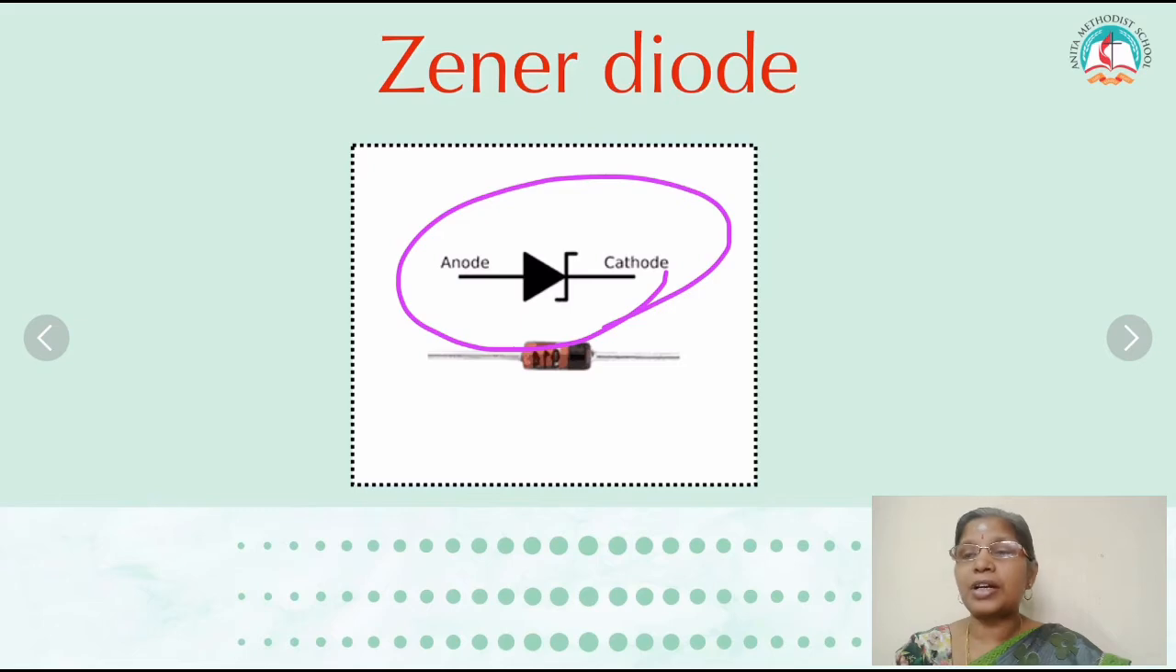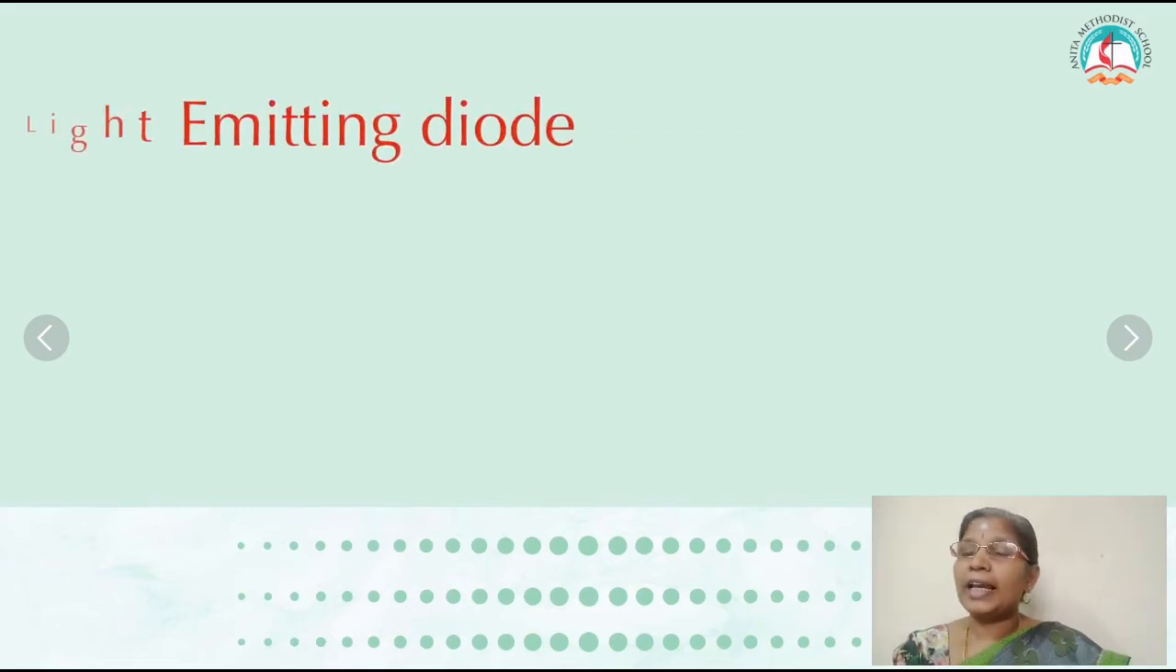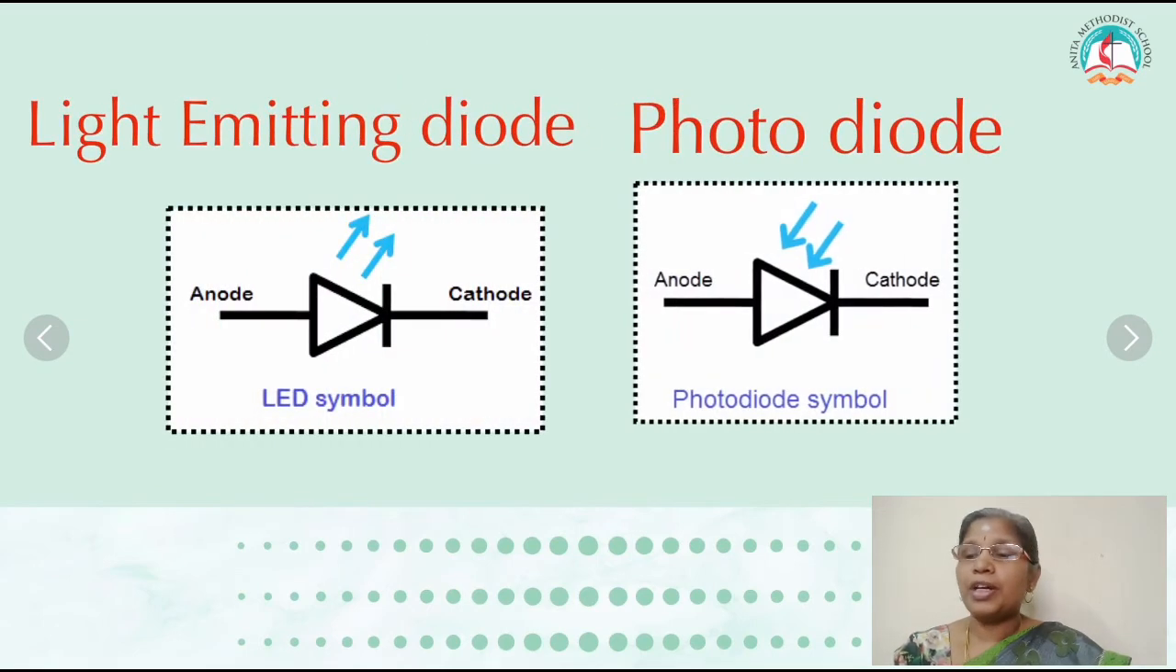Okay, now the next one, this is a Zener diode, the representation of the Zener diode, the same way as forward bias in the junction diode. Now the next one is the light emitting diode. This is the representation of the light emitting diode. So that emits light. So electrical energy is converted into light energy in the light emitting diode.